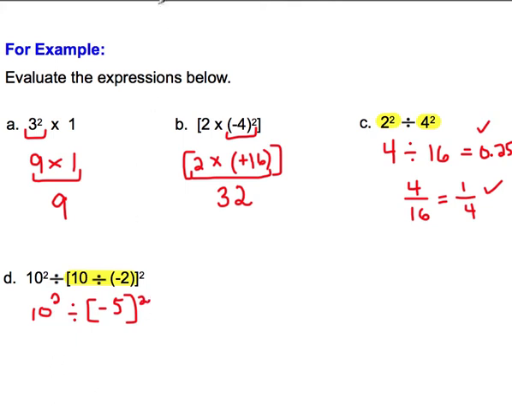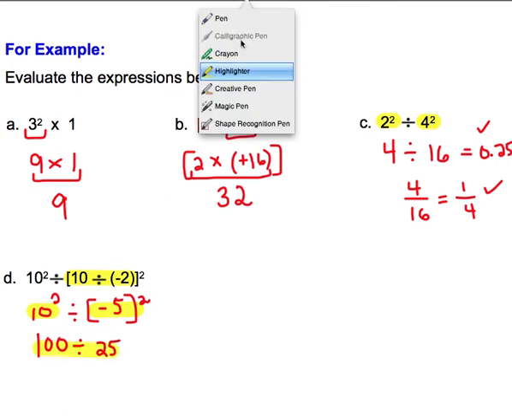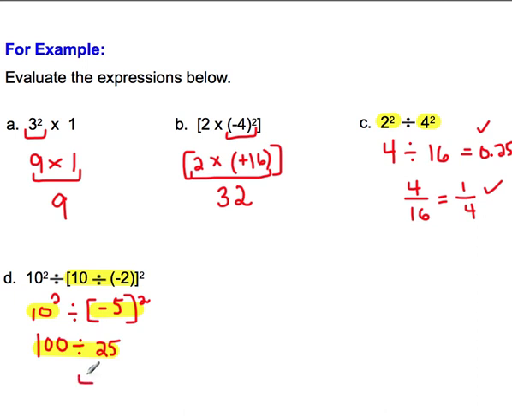Now I'm going to do my powers because powers come next. I've done everything in my brackets, then I go to my powers. I'm going to do both powers at the same time. I'm going to have 100, and now the negative is in the bracket of that exponent, so it's equal to positive 25. And then I'm going to show that that's my next operation, and I'm going to get the answer 4.